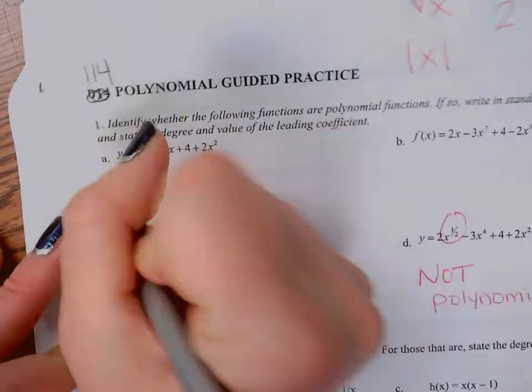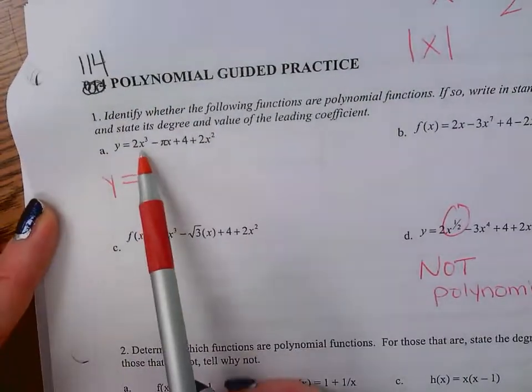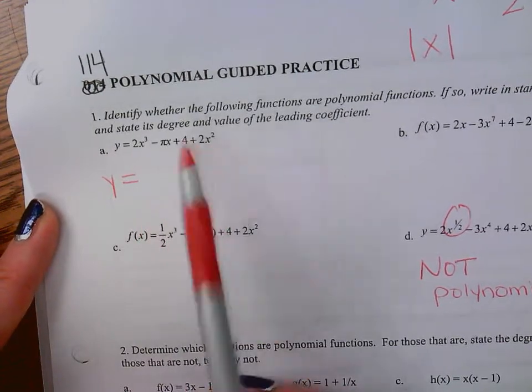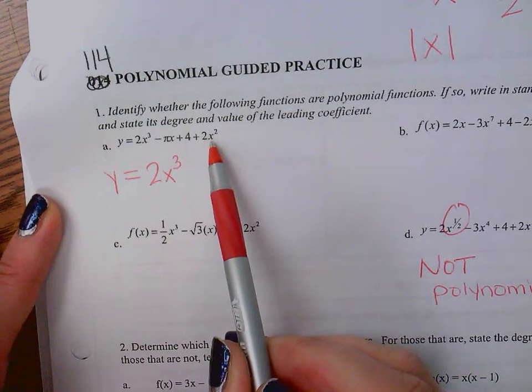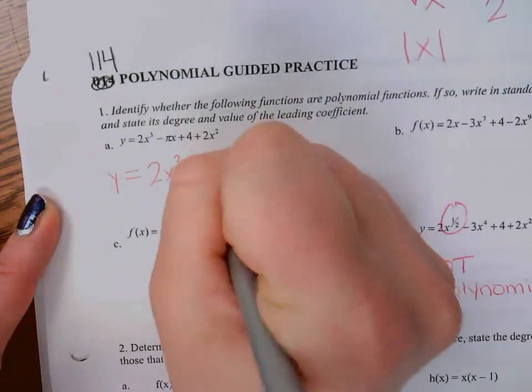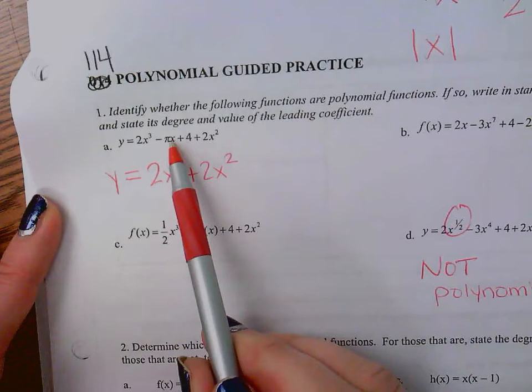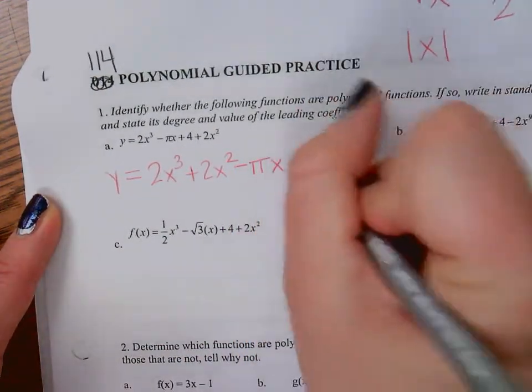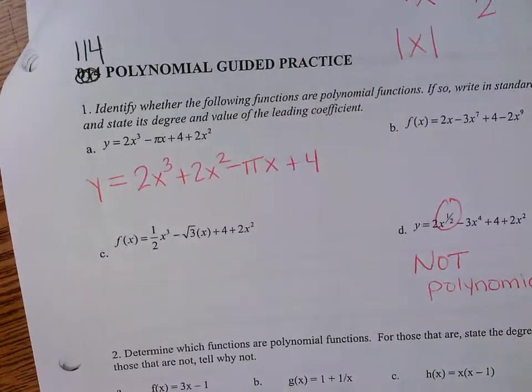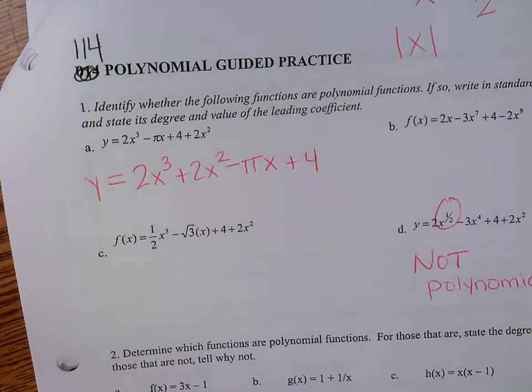Let's do the first one together. How would I write this in standard form? 2x cubed is the highest power, so that will come first. Then 2x squared is the next highest power, so plus 2x squared. Then x is the next highest, so minus pi x, and then my constant would go last. So that's standard form.